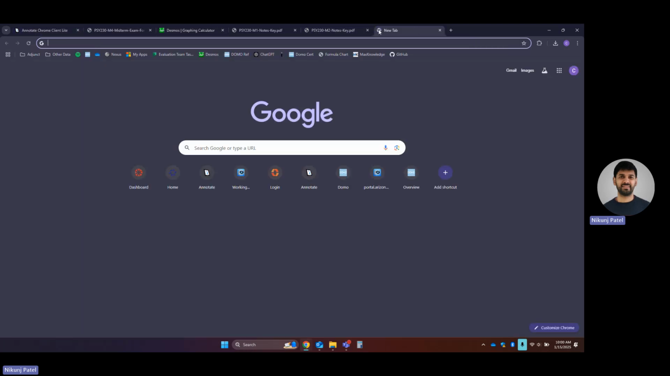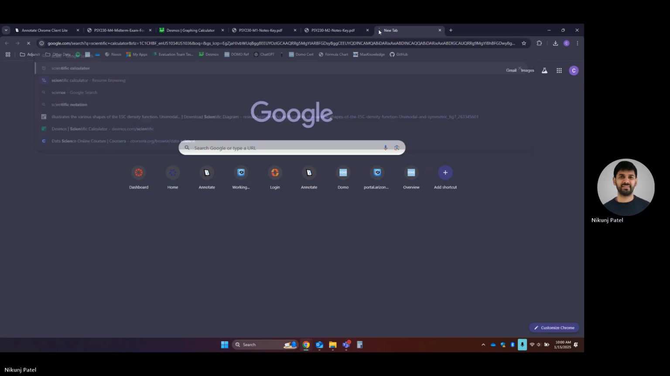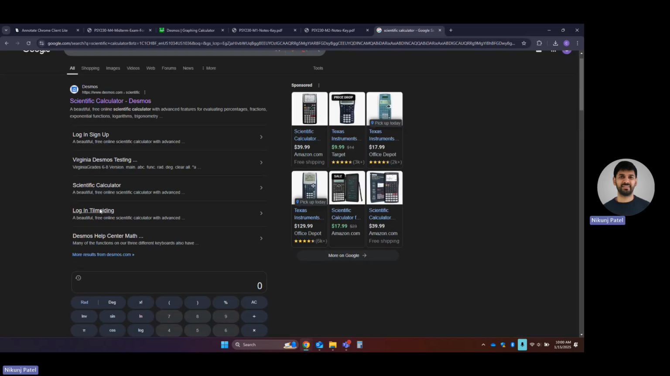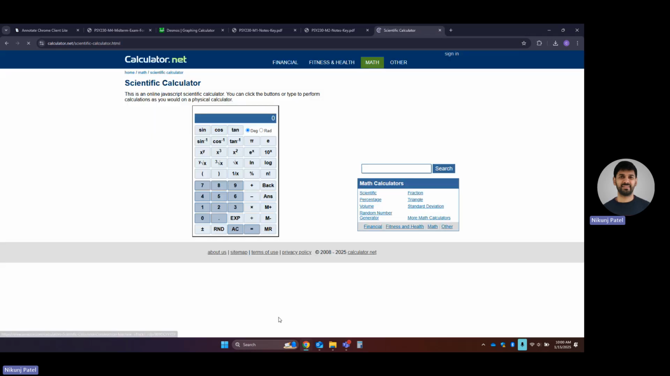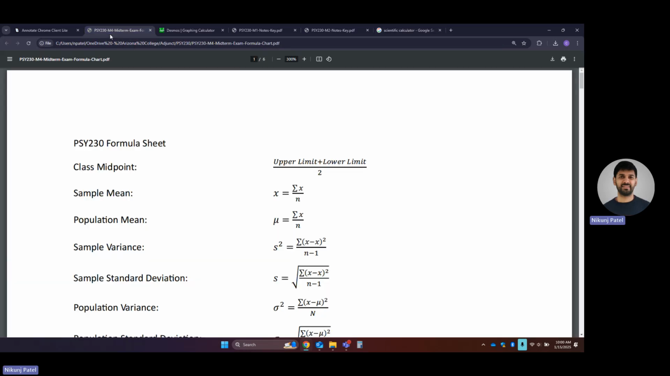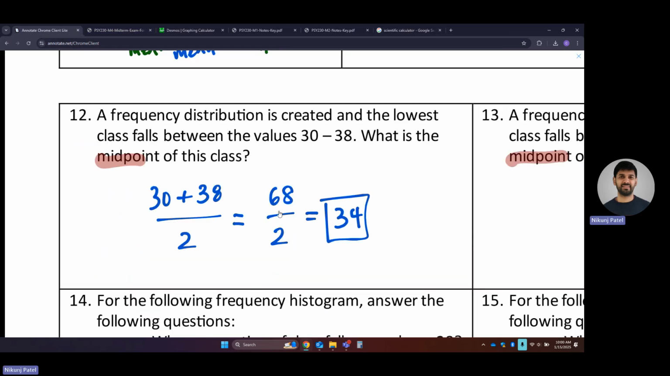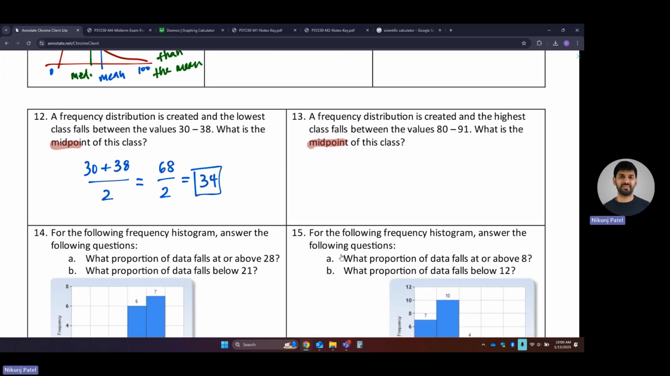But you could also just Google scientific calculator. And you could even just use the one that's available on Google, or you can click on another one that says scientific calculator. They're all going to have more or less the same functionality as the one in Canvas. But it's good to practice with that and be able to make calculations using that calculator. Number 13 you can try on your own. It's very similar to number 12, just using the midpoint formula.